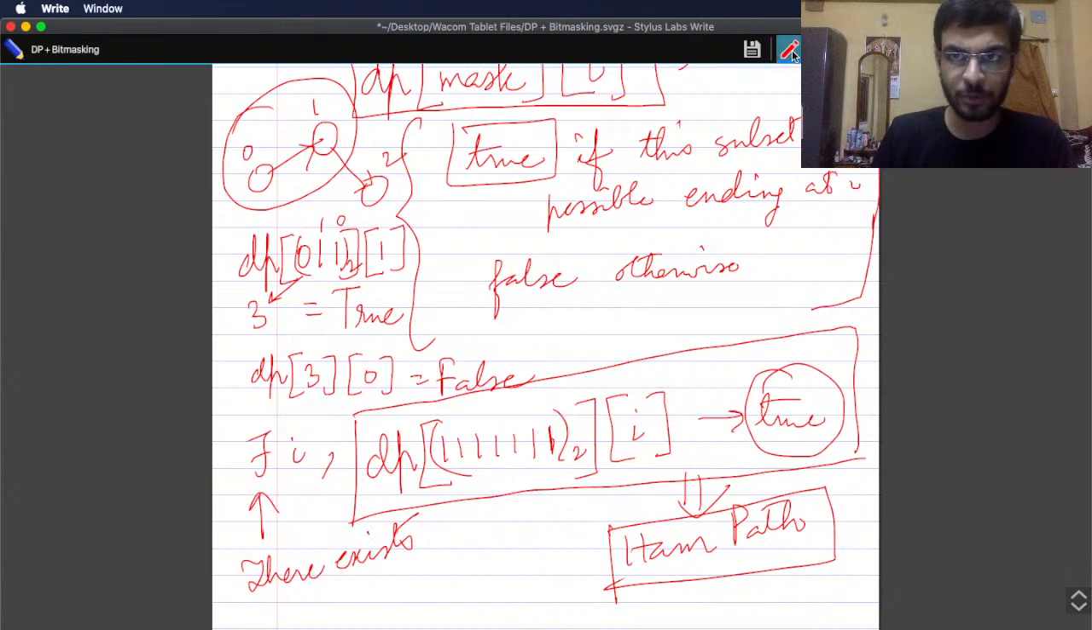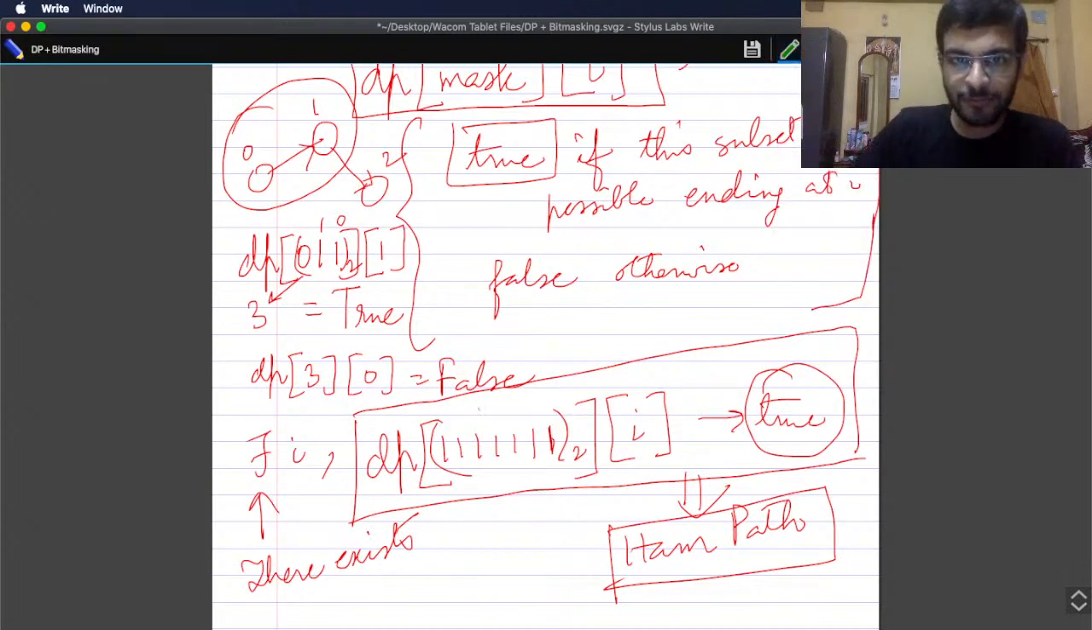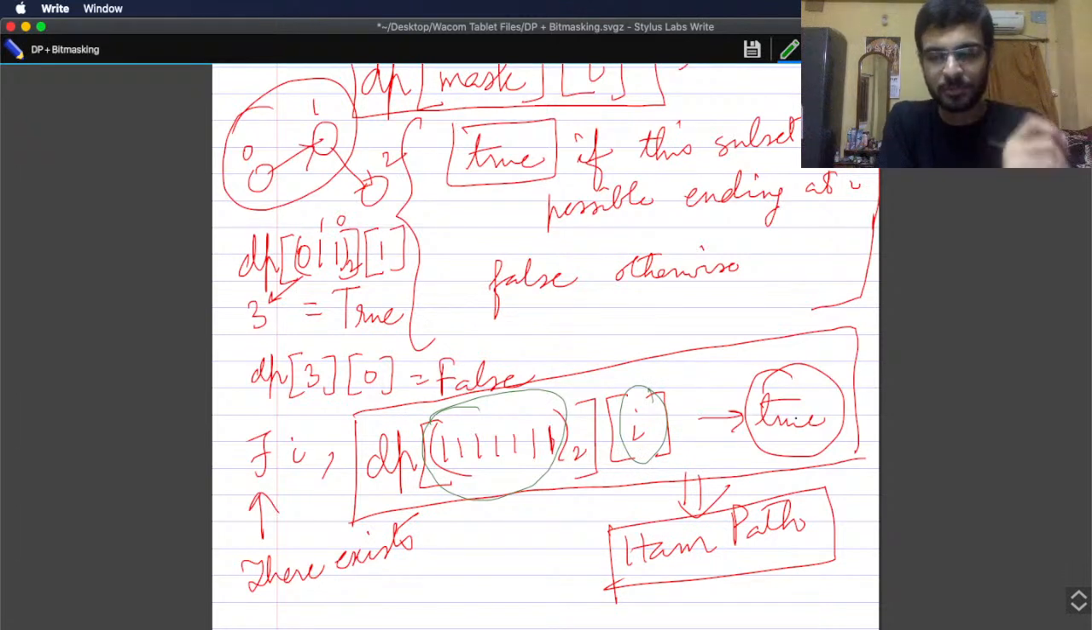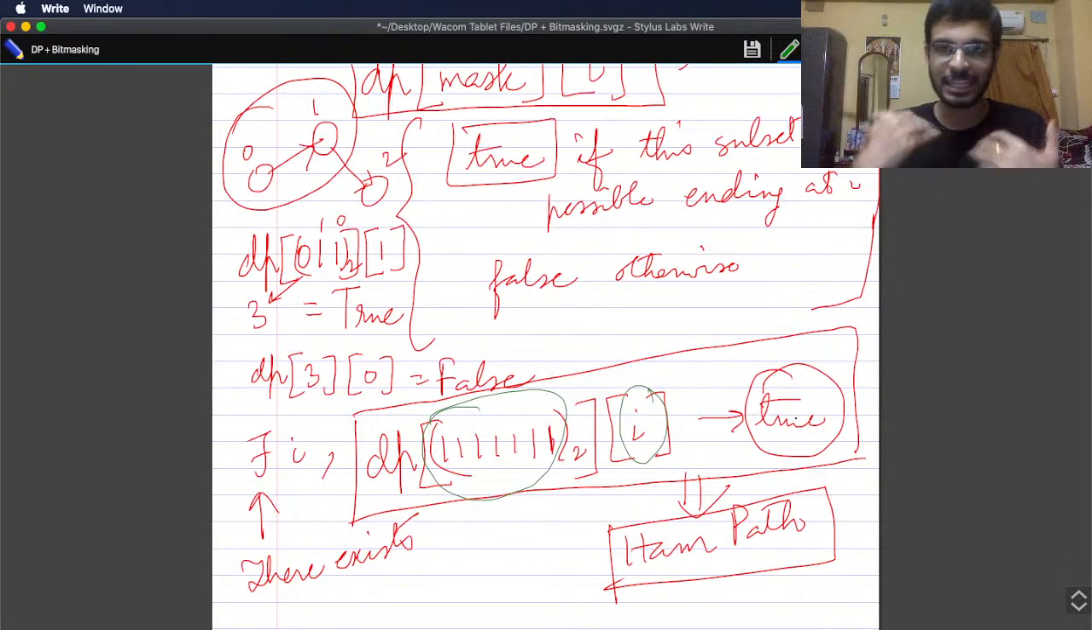So it's a simple computation. For the entire subset, which should contain everything in the path, I am just asking a simple question: try ending it over here. Is it true? True means there has to exist one path including those vertices which ends at I. That's it. So if for any I this holds, then can I say there is a Ham path?